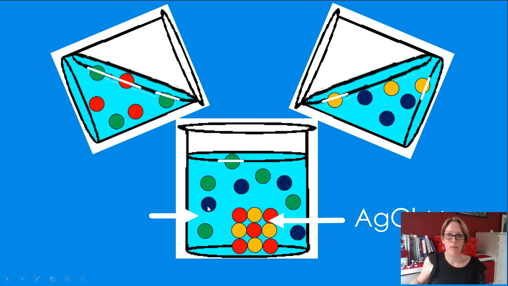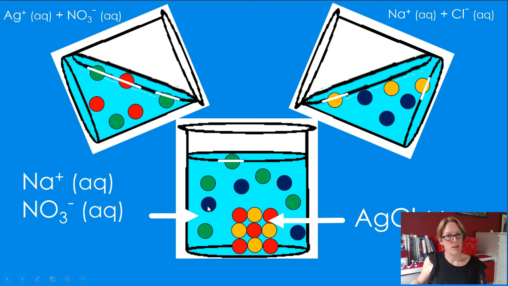Meanwhile, the sodium ions and the nitrate ions have not actually done anything. So we took these separate ions at the start. The silver ions started in solution and they ended in this solid precipitate. The chloride ions started in solution and they ended in this solid precipitate. So they've undergone a change. They've gone from being in solution to being solid.